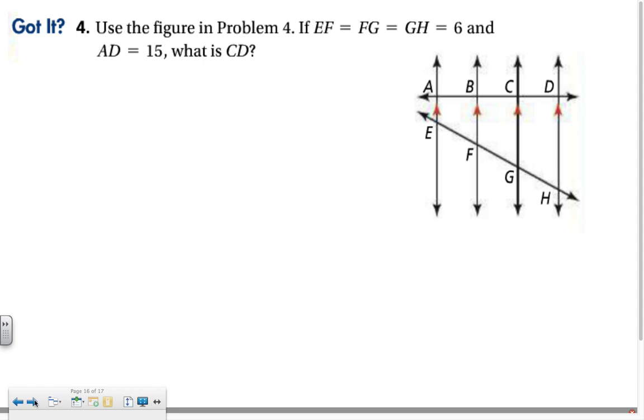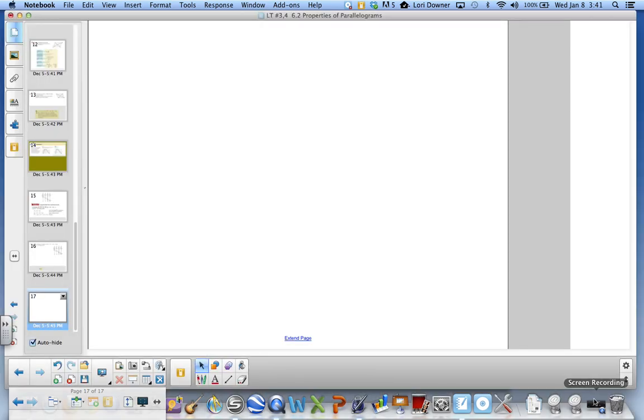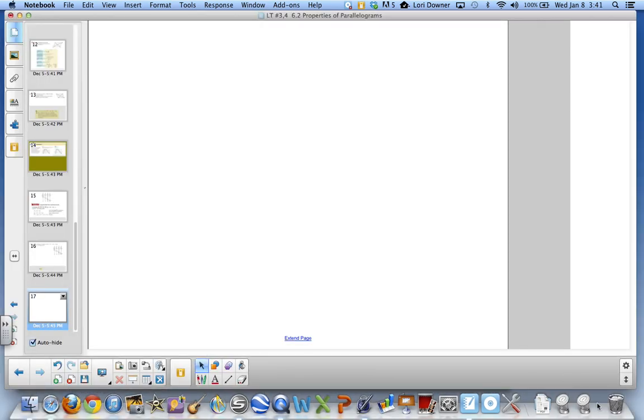In this figure, I want you to find what CD is, the length of CD. Go ahead and pause the movie and write your answer to this question down. This is going to be the second question that I'm going to ask you to input at the end of this movie. And that is all for the movie. Please answer the 2 questions, and then that will be all for your homework.